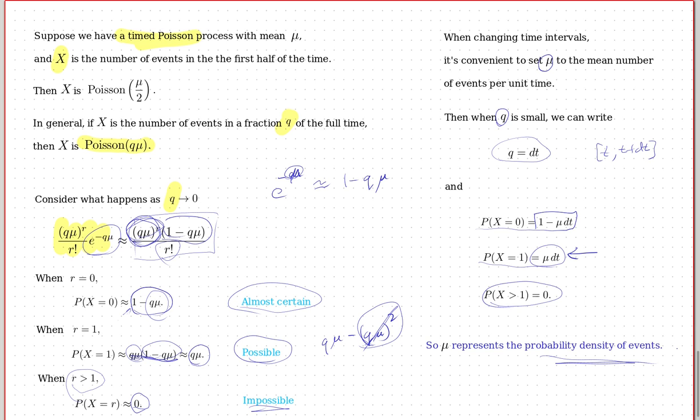It's the density per unit time of the Poisson process. And that'll actually be useful for some applications later. So we're going to talk about the exponential distribution. Maybe even we'll touch on the gamma distribution. So this way of looking at the Poisson process will be quite useful.